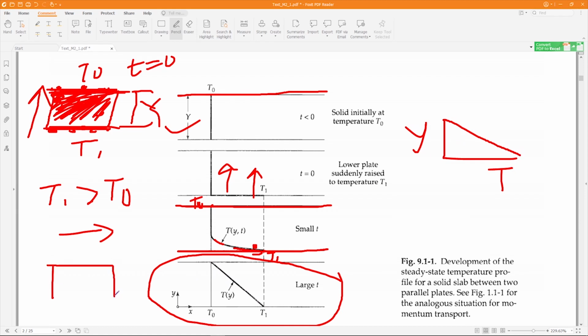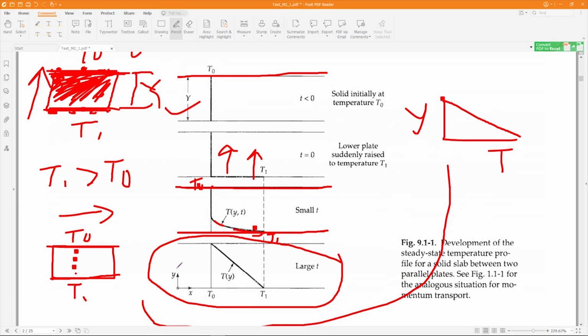Actually, suppose this is the slab. What it means is this plate is at temperature T naught, this whole set of points is at T1, and this will be somewhere in between T naught and T1. If you compare this to the graph, at y equal to 0, what is the temperature? T1, right? At y equal to this distance, capital Y, what is it? T naught, right?